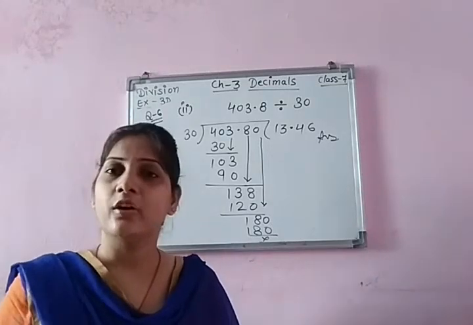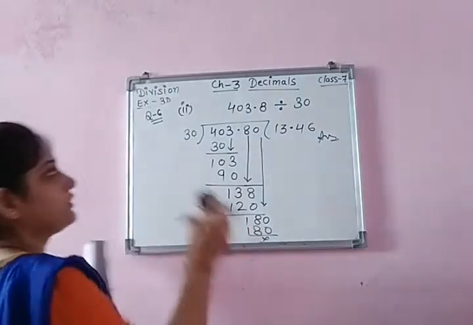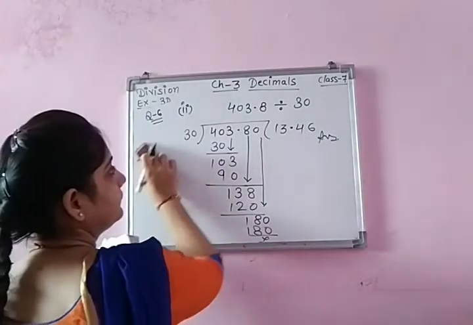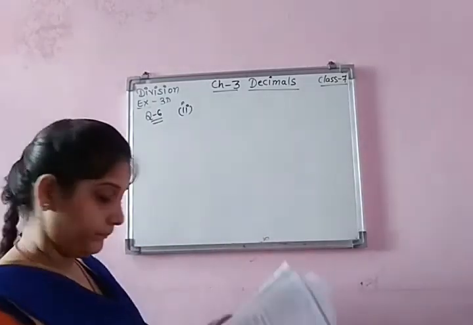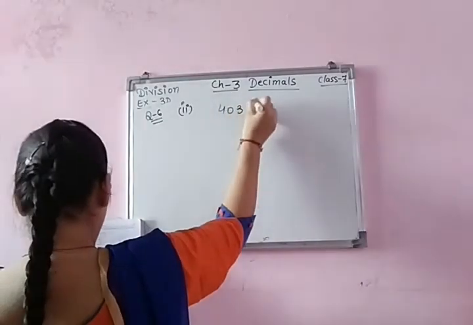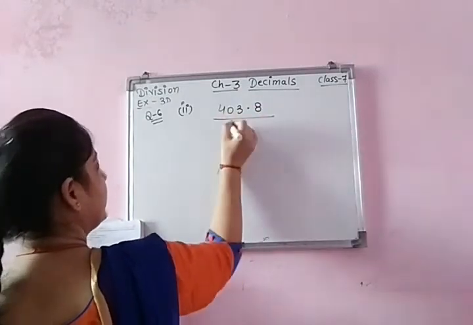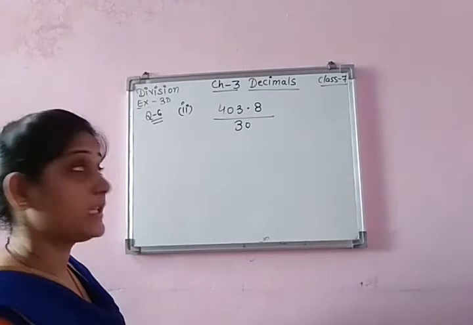Children, okay, let me share another method also to solve this question so that it is clear to you. You can use this method also, okay? If you feel it is easy. 403.8, we need to divide it by 30. The same question which we have done just now.